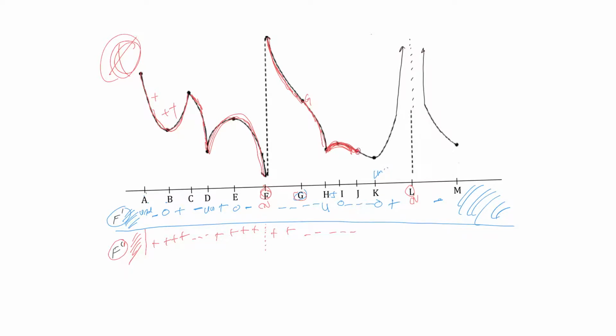And then after this point here, after J, it seems like it's curving up. So from J to L, it is positive, positive, positive. Then we have a vertical asymptote. And at the end, this seems like it's curving up. So that means the second derivative is positive. So now we've figured all the intervals of concavity.